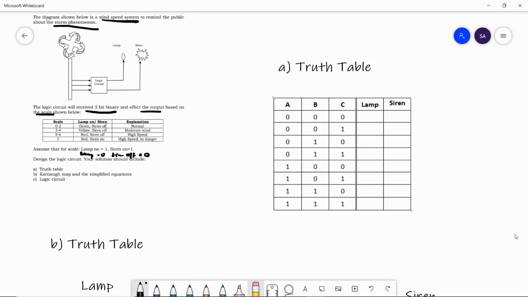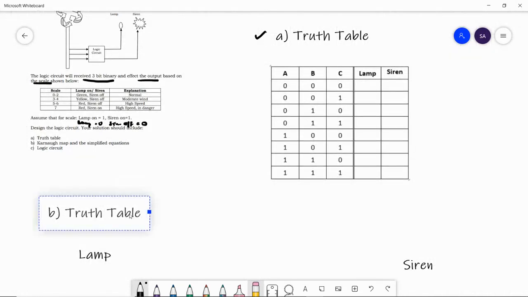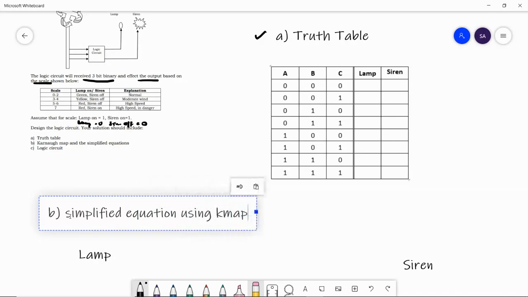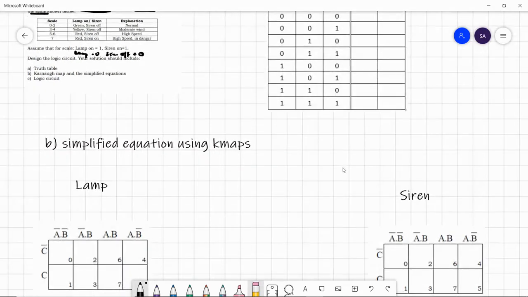Okay, so in the indicator, therefore you need to design the logic circuit, and your solution should include a truth table. The first thing is you need to transfer all this information into a truth table, and then from the truth table, you will simplify the equation using K-map. The third one is you draw the logic circuit diagram.